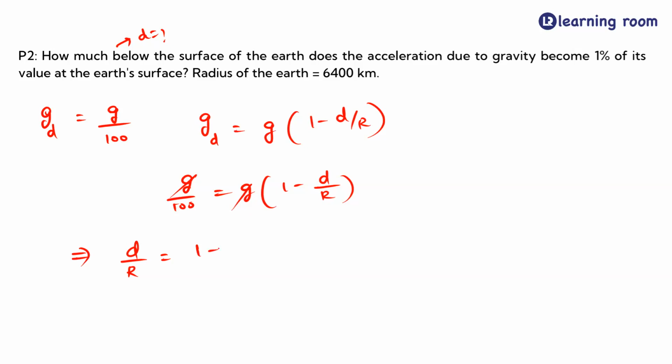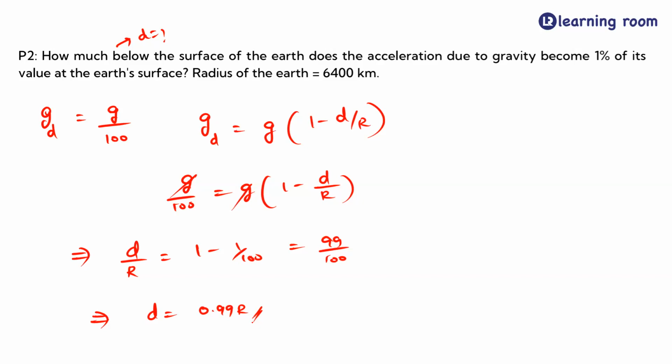d by R is equal to 1 minus 1 by 100. It is 99 by 100. It is 0.99, which implies d is equal to 0.99 times R. So almost after you go to a depth of the radius, what will happen to the value of g? It will almost become 1% of its original value. That is the meaning.